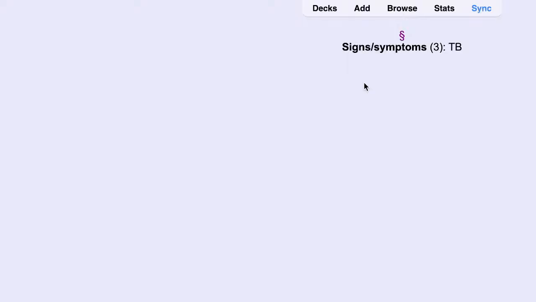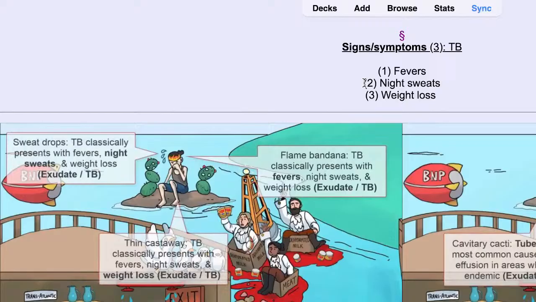Signs and symptoms of TB: we notice fever, rise of temperature, cough, weight loss. Name it.